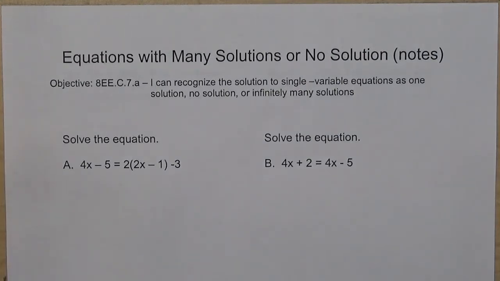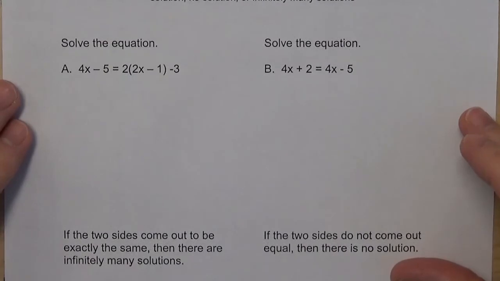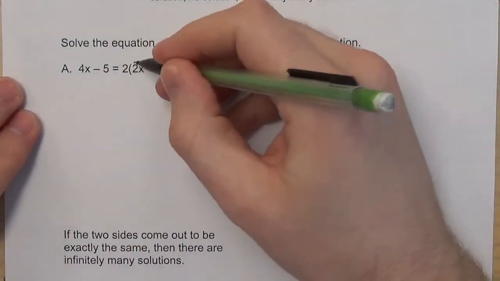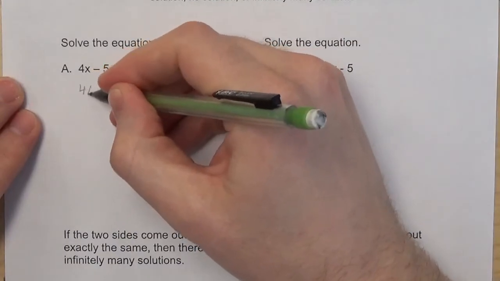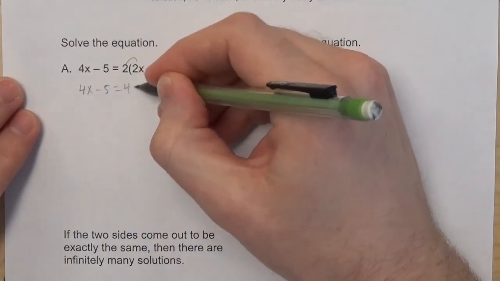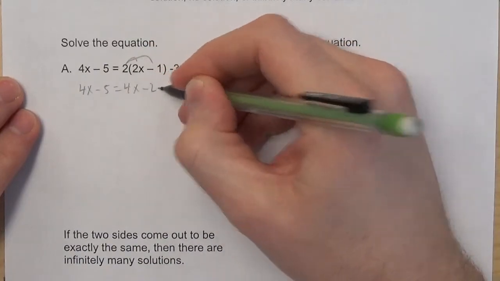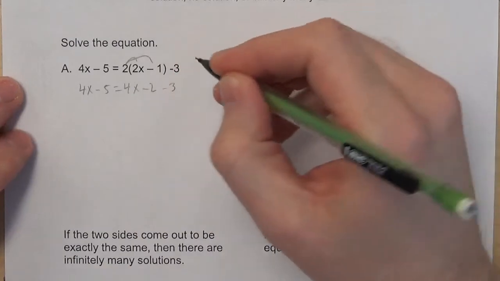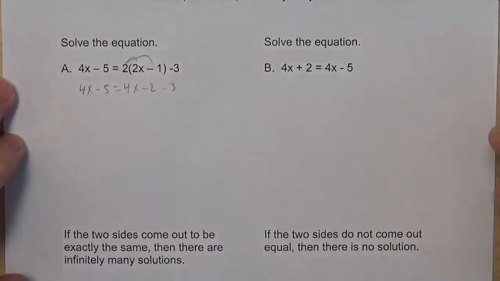So example problem A. It just says solve the equation. We're going to see if we run into anything unusual as we do this. So the first thing is we'll eliminate these parentheses here. So just bring down 4x minus 5. 2 times 2x is 4x, and 2 times negative 1 is negative 2. This minus 3 is not part of that step, so just bring that down. It's not part of the distributive property.